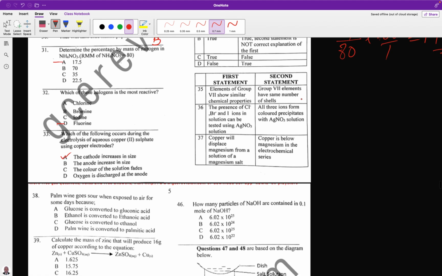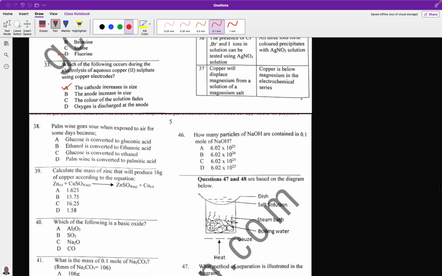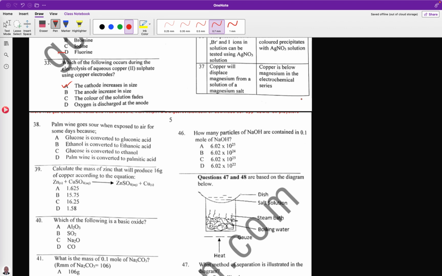when exposed to air for some days, because A, glucose is converted to gluconic acid. B, ethanol is converted to ethanoic acid. C, glucose is converted to ethanol. D, palm wine is converted to palmitic acid.